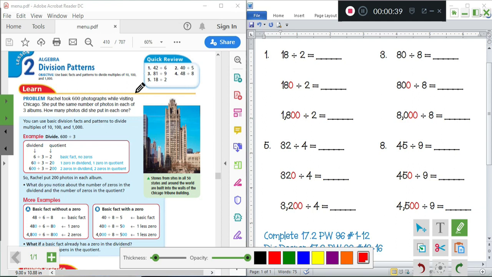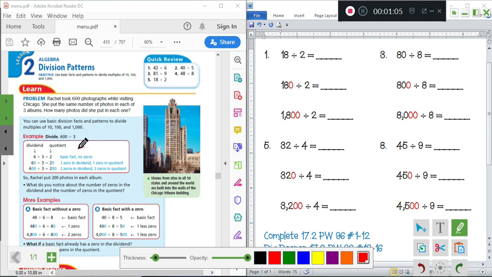She put the same number of photos in each of the 3 albums. How many photos did she put in each one? This is where the basic division fact comes into play. And then we can follow a pattern to add on those zeros or divide a larger number that ends in zeros. So first we take our basic fact.